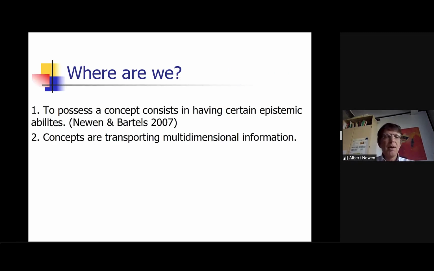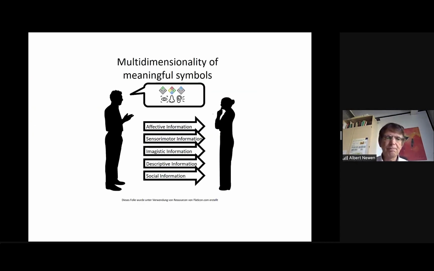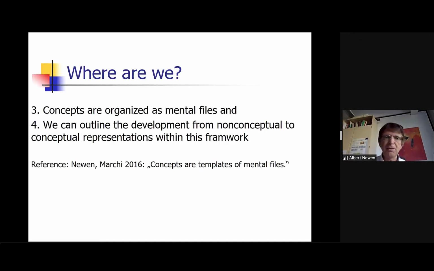Okay, where are we? Let me round up. To possess a concept consists in having certain epistemic abilities, as I started out with. So we don't need a full natural language to possess concepts. Concepts are transporting multidimensional information. This includes the 5 types of information. Concepts are organized as mental files. And using this organization, we can outline in principle development from non-conceptual to conceptual representations.